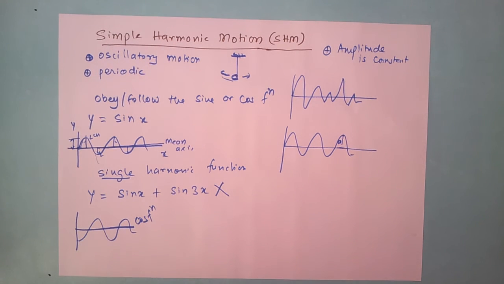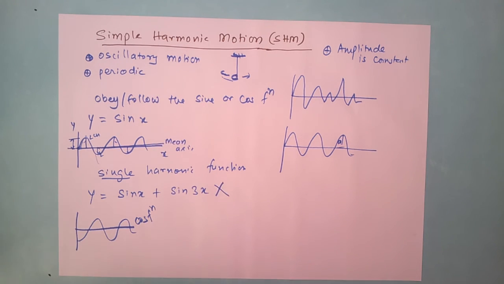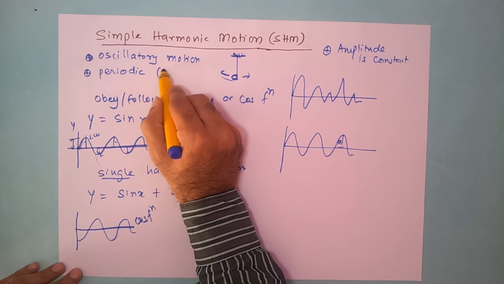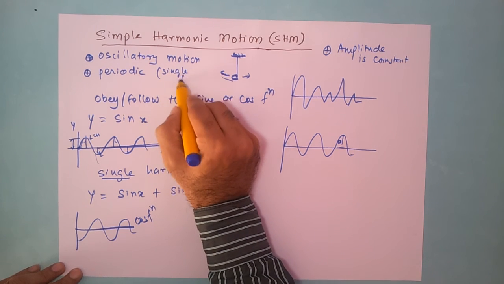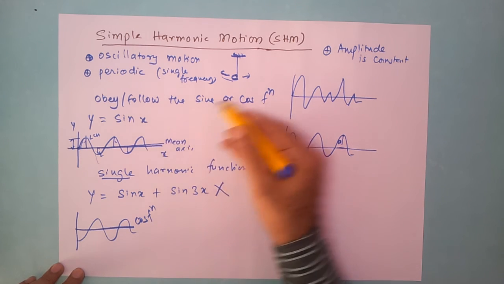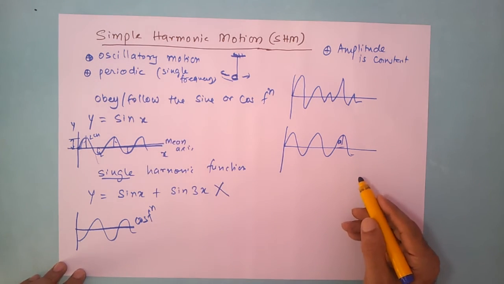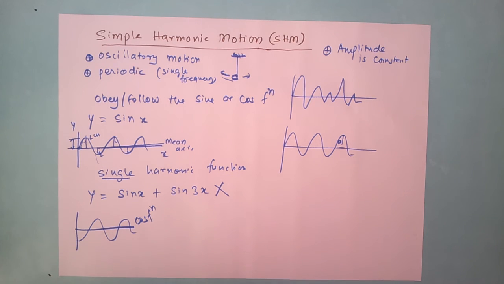To summarize, it has to be oscillatory motion, it has to be periodic in nature, right? That also means that it has to have a single frequency. Third, it has to obey the sine or cos law, the harmonic function, and finally the amplitude has to be constant. And so this is how simple harmonic motion is understood.